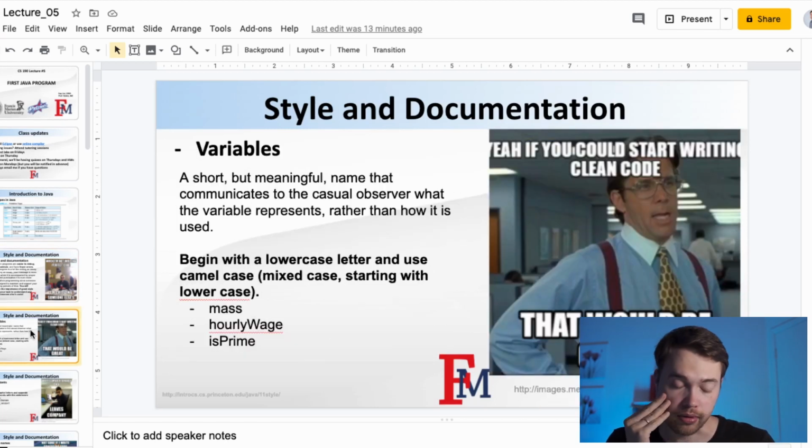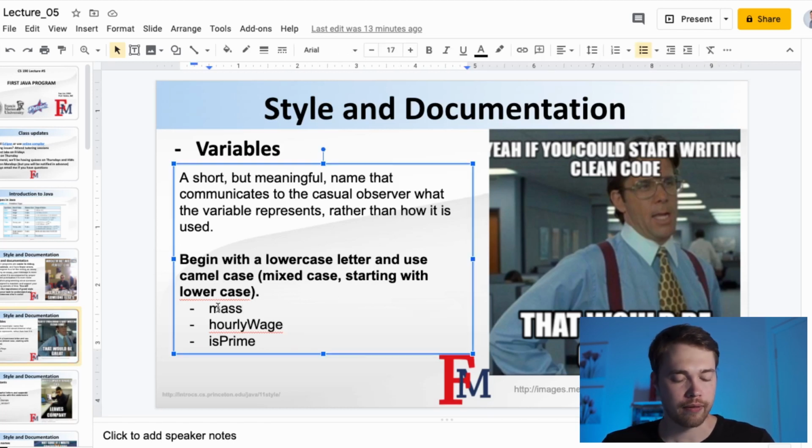Variables. So what is a variable? Variables are short but meaningful names, usually a noun that communicates to a casual observer what the variable represents rather than how it is used. When you write a variable, please begin with a lowercase letter and use camel case, mixed case starting with lowercase. If a variable is called mass, then you just say mass. If a variable is hourly wage, start with the lowercase letter: hourly, and then a capitalized W. Is prime: start with lowercase i and then a capitalized P.